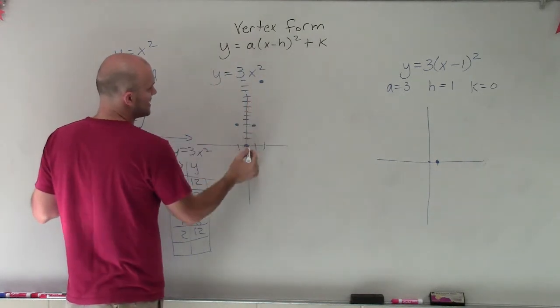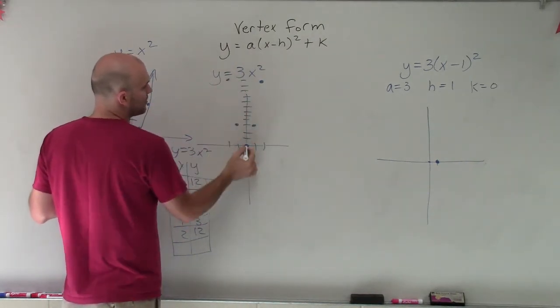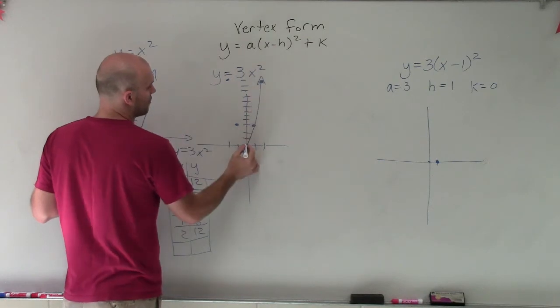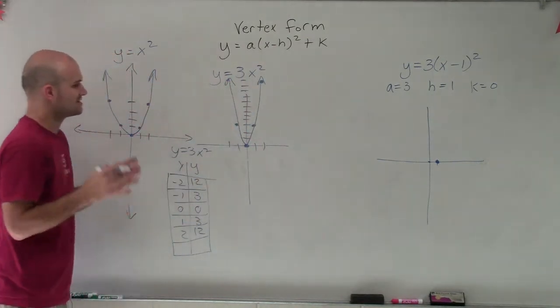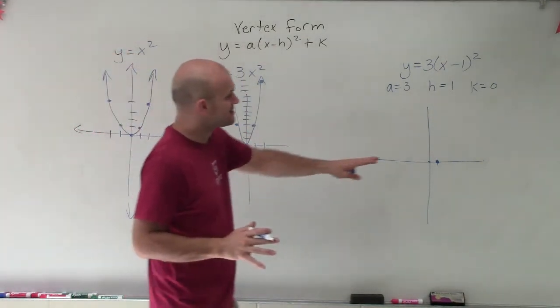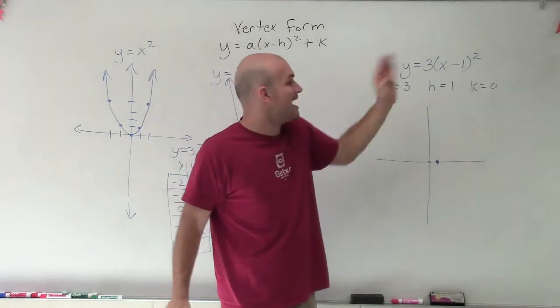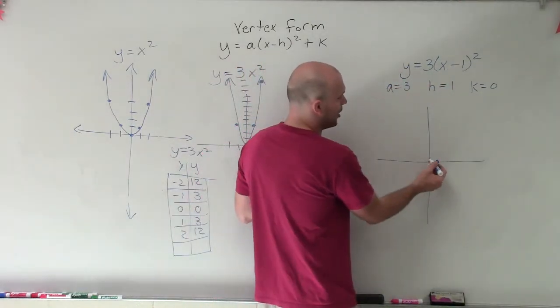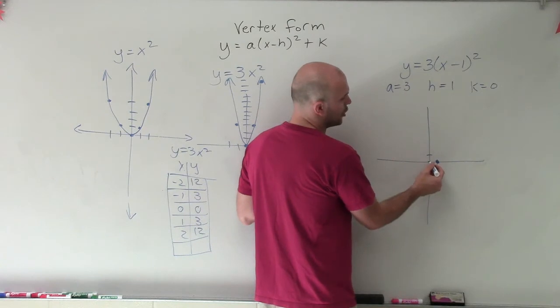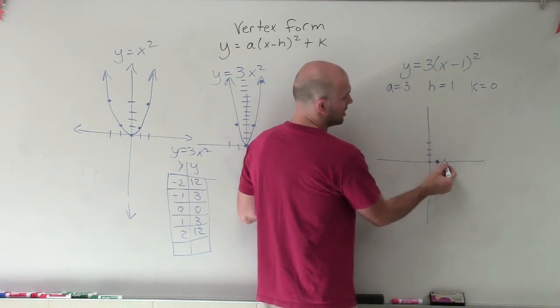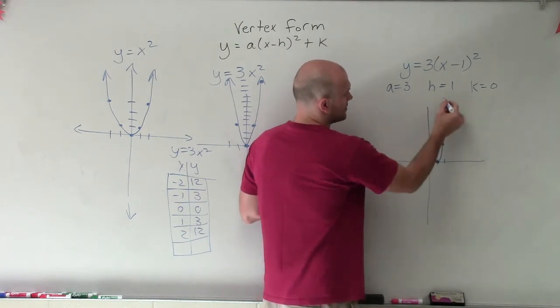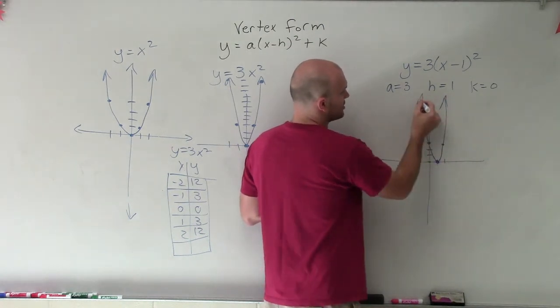And what you can see is now my graph has been what we say either vertically stretched or horizontally compressed. It's much skinnier. And so that's going to be the same thing I'm going to apply now when I'm looking at this. Rather than going up 1 over 1, I know I'm going to go up 3 over 1, and up 3 over 1. So my graph is going to be much skinnier.